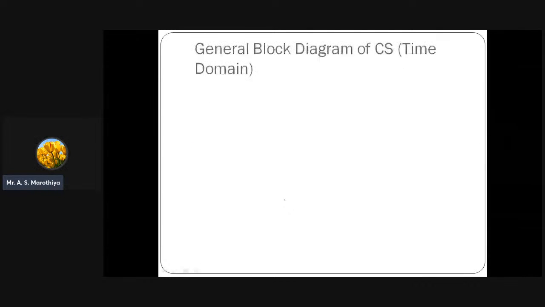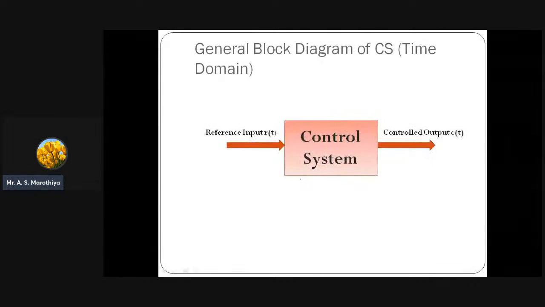Once you have done with this, let us try to understand how to represent a control system. That means general block diagram representation of a control system. So basically control systems we can represent in two different domains. First one is called time domain and second one is called frequency domain.